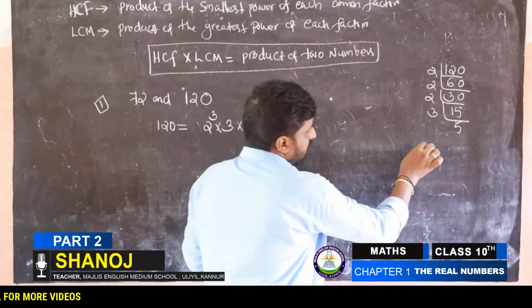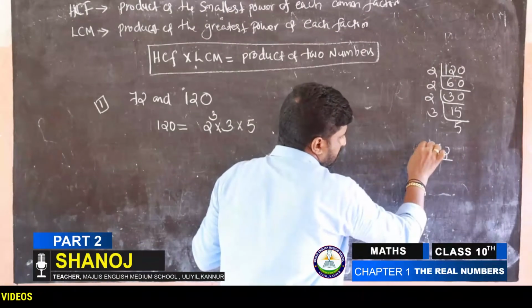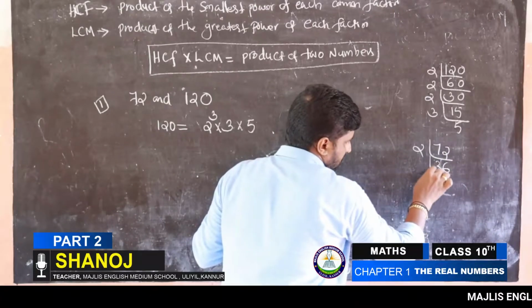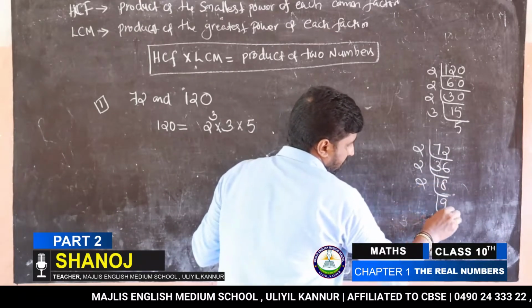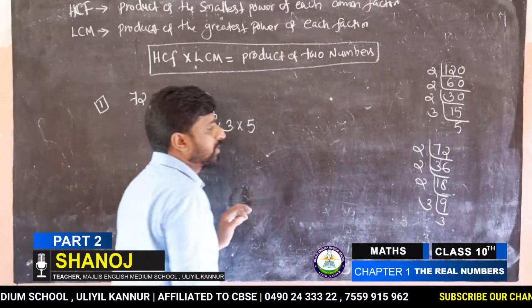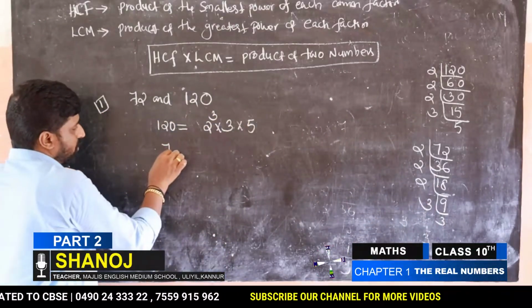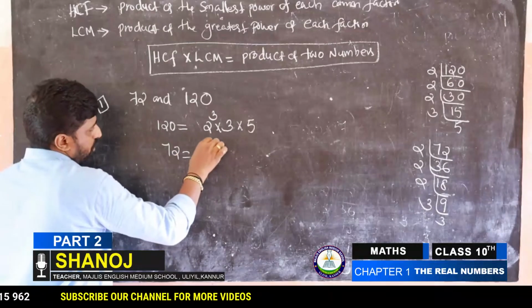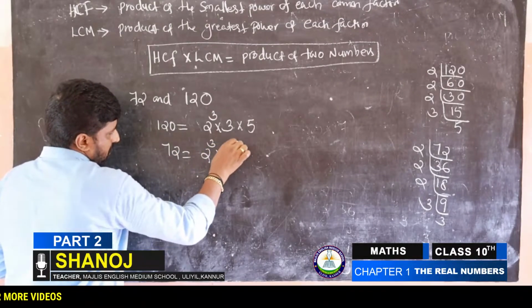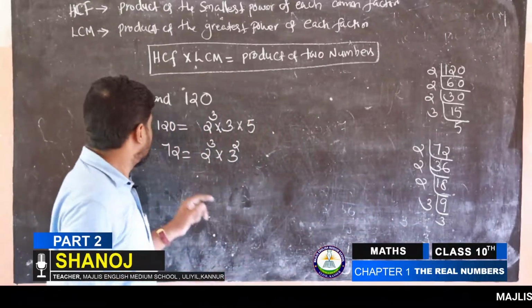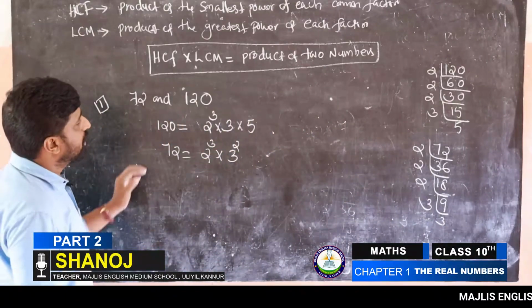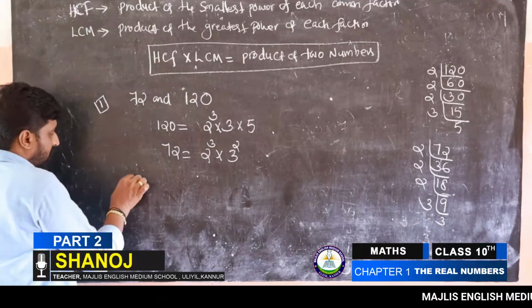In the same way, the next number 72 also. 72 divided by 2 is 36, again 2, that is 18, 2, 9, 3, 3. Now 72 can be expressed as 2 cube into 3 square, because 2 appears 3 times and 3 appears 2 times. Therefore 2 cube into 3 square. Now we can find the HCF. First we find the HCF.